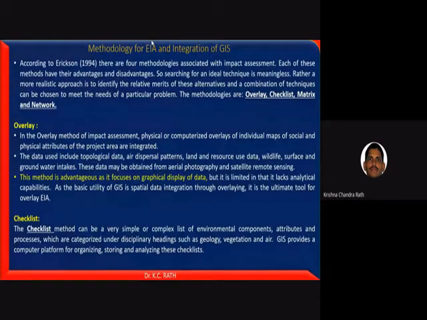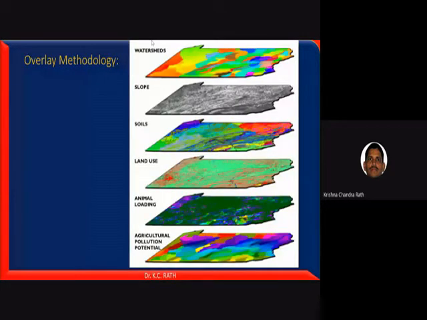One of the things is the overlay. Overlay, you already know. This is the overlay methodology. We have so many layers, which can be buffered and scoped and can be integrated.